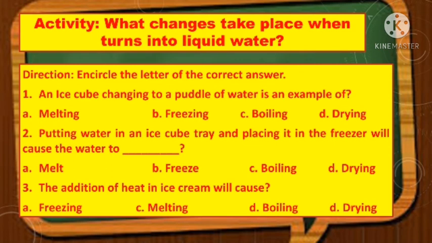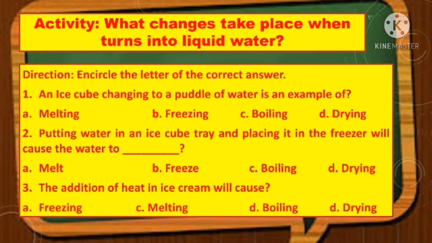What changes take place when ice turns into liquid water? Direction: Encircle the letter of the correct answer. I am going to repeat the question twice. For number 1, an ice cube changing to puddle of water is an example of what? Letter A, melting. B, freezing. C, boiling. D, drying.